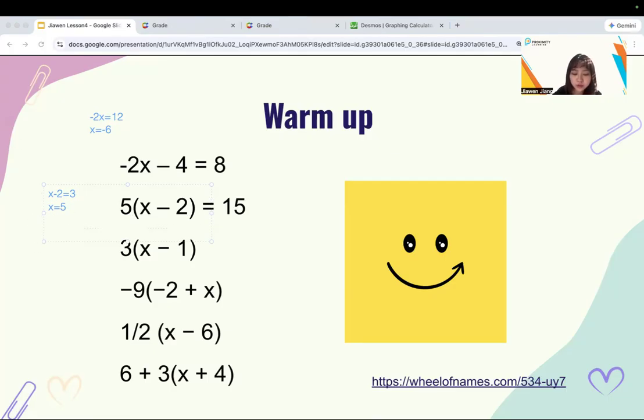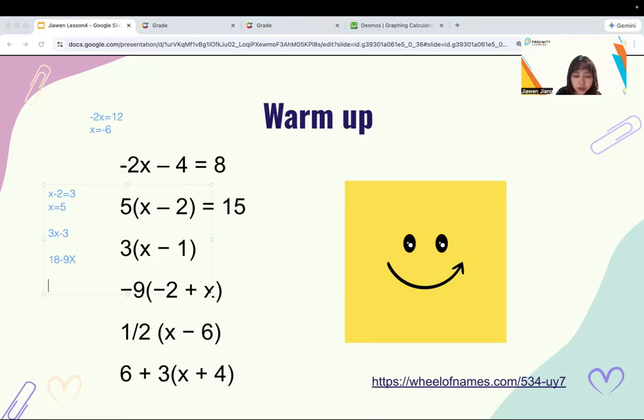This one is not an equation, we are just simplifying, and we got 3x minus 3. Okay, excellent. Then let's do the fourth one. This one is a little bit tricky because we have the negative 9. Negative times negative is positive, right? So we got 18 minus 9 times x.